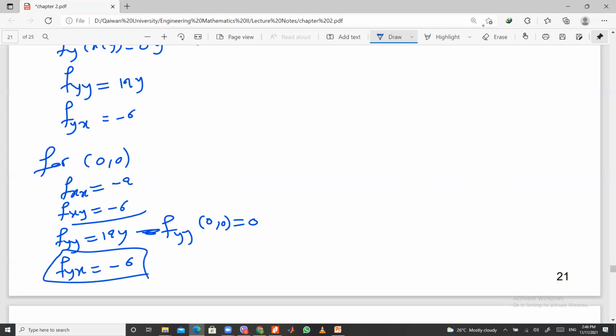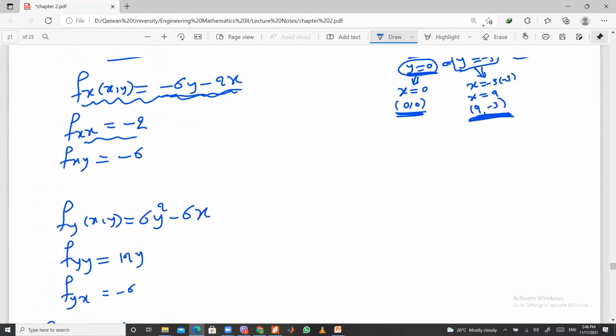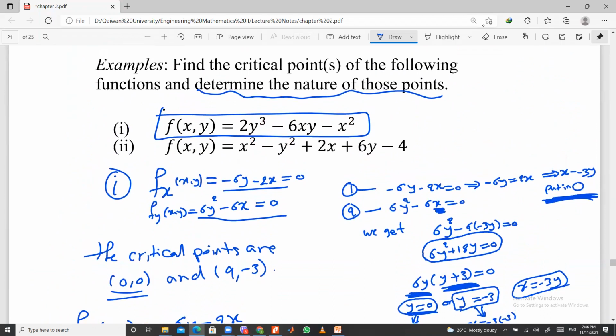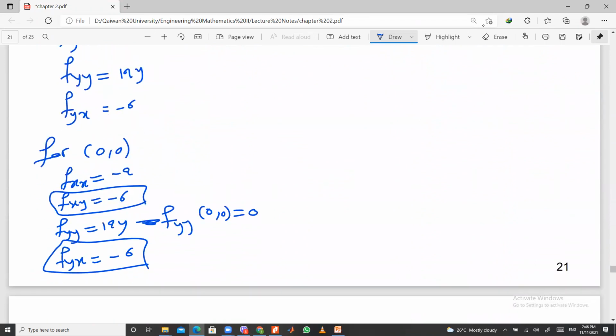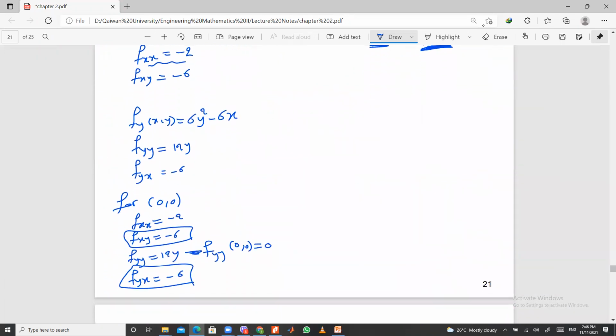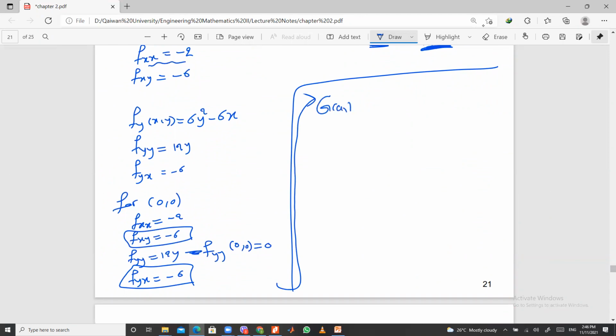Look, f sub yx equals f sub xy, since we have a polynomial, and polynomials are continuous. How to find g? Then let's find g. We say g of ab equals f sub xx at ab times f sub yy at ab minus f sub xy at ab squared.